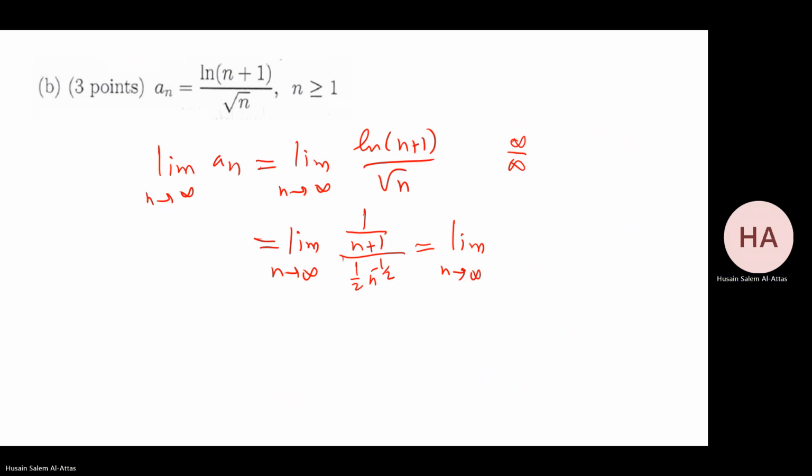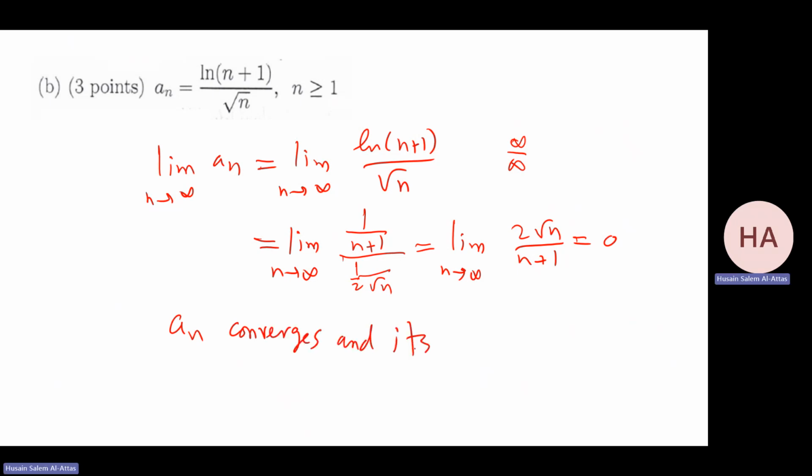So I have 2 square root of n over n plus 1, where the degree of the numerator is less than the degree of the denominator, so this limit will be 0. So a_n converges and its limit is 0.